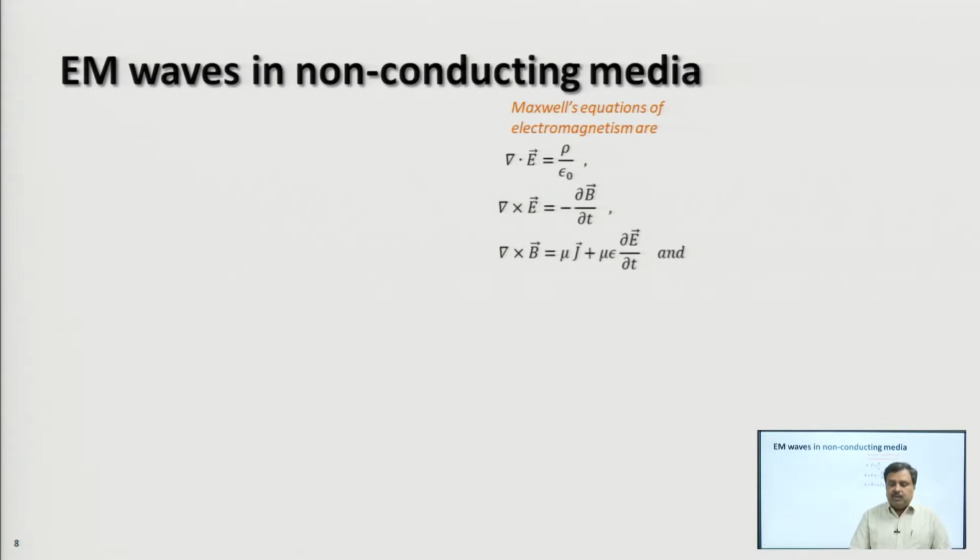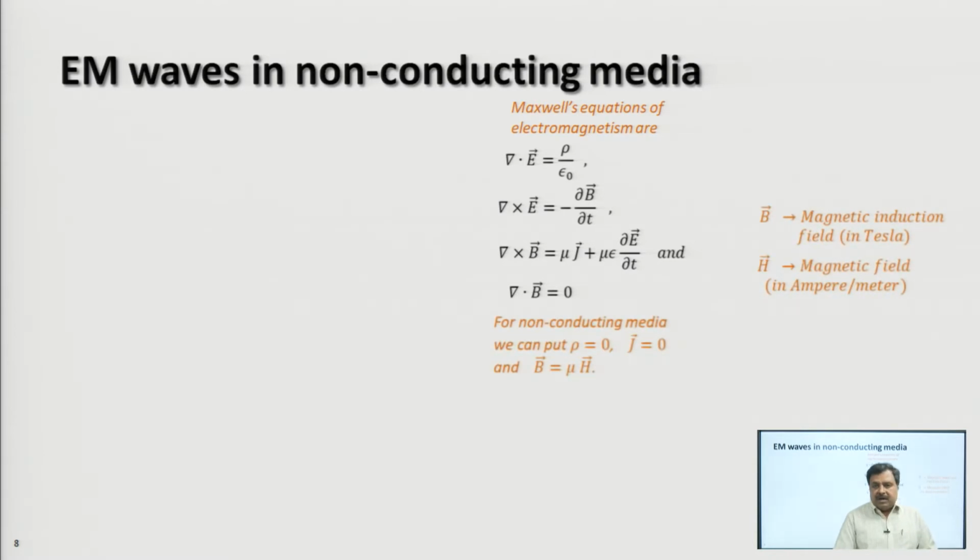and third equation is modified Ampere's law, del cross B equal to mu J plus mu epsilon delta E by delta T. J is current density and mu is permeability of the medium. Okay. And the last one is del dot B equal to 0, divergence of magnetic field is 0. So, these are Maxwell's equations of electromagnetism.